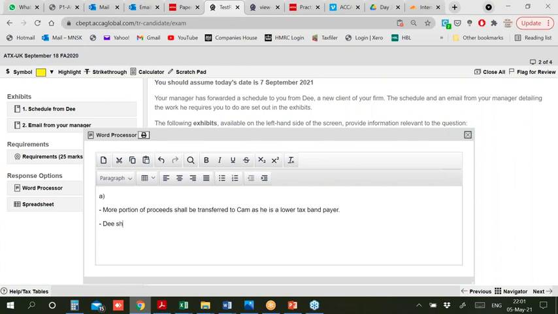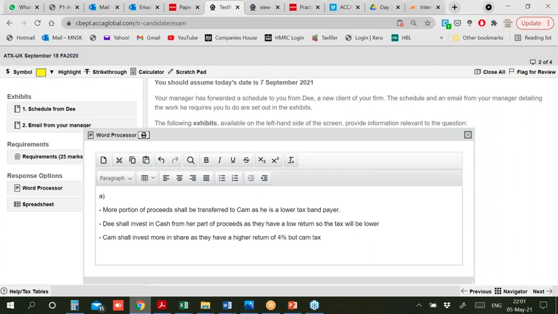Or I could have said that another better basis of distribution should be that D shall invest in cash from her part of proceeds, as they have a low return, so the tax will be lower. And CAM shall invest more in shares as they have a higher return of 4%, but CAM tax rate is lower than D.